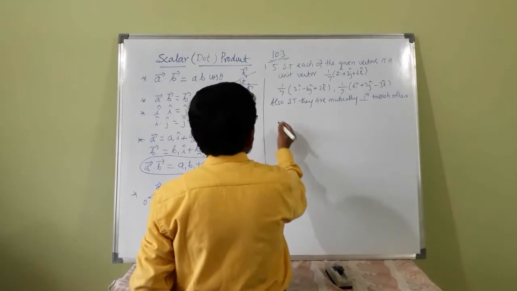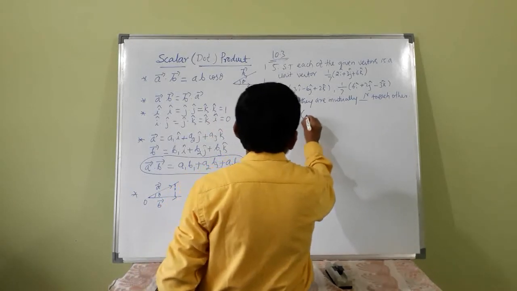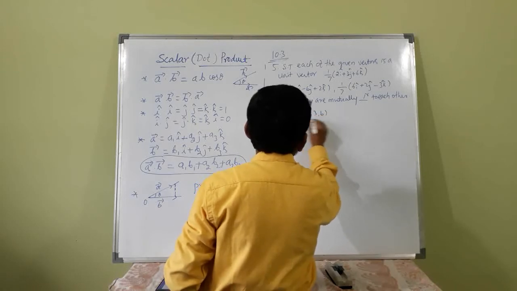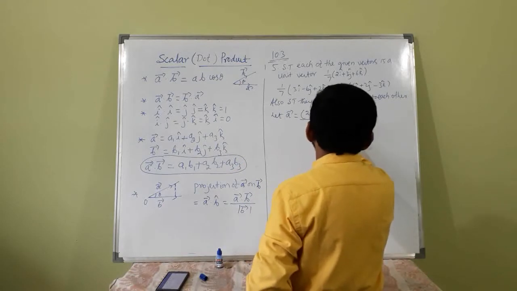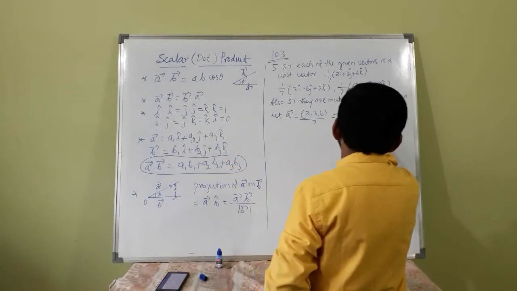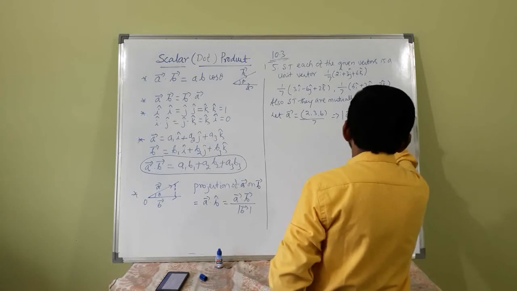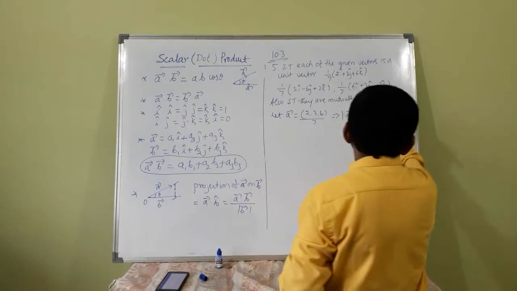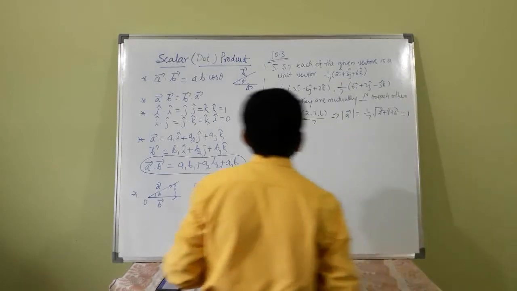See, let A is equal to (2, 3, 6) by 7. This implies magnitude of A is equal to 1 by 7 into root of 2 squared plus 3 squared plus 6 squared, 36 plus 9, 45 plus 4, 49, root of 49 is 7, that is equal to 1.